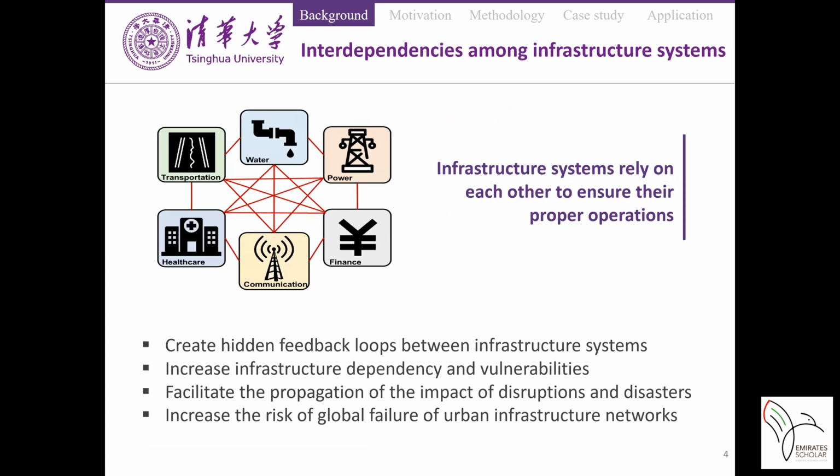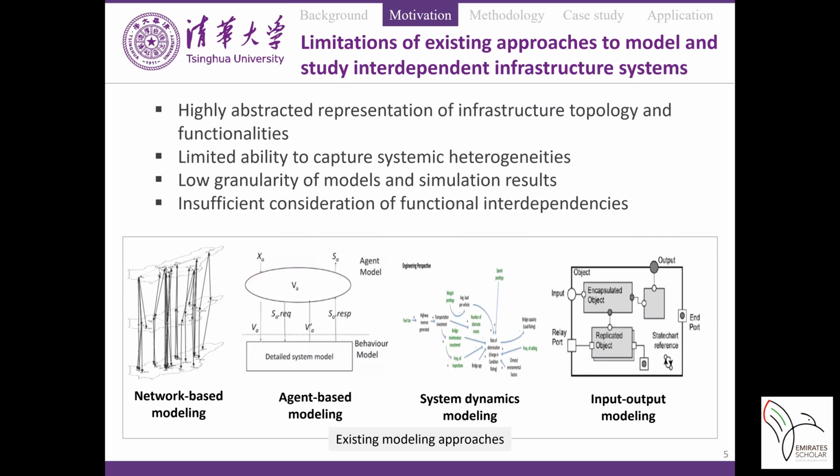Prior studies have attempted to address these challenges by proposing different approaches to model and study infrastructure systems. For example, network-based modeling, agent-based modeling, and system dynamics modeling. Although these approaches are able to represent the systems and their functionalities, they only present a highly abstracted representation of the topology and the functionalities of the systems, leading to limited ability to capture systemic heterogeneities among the systems and their components, and also provide insufficient consideration of the functional interdependencies between the systems.